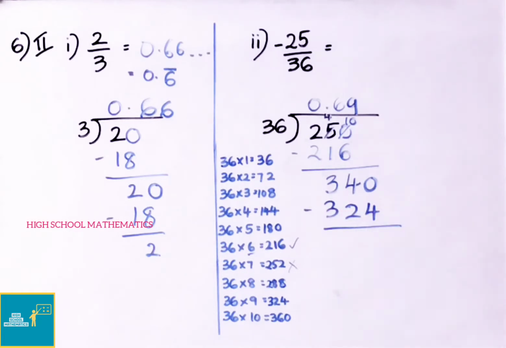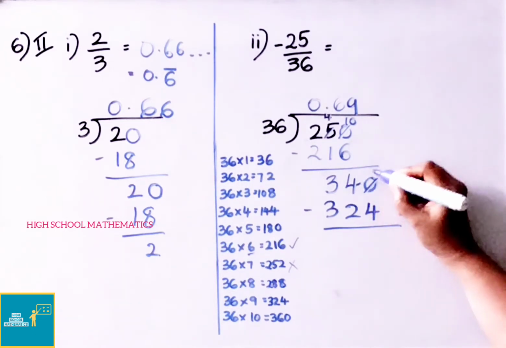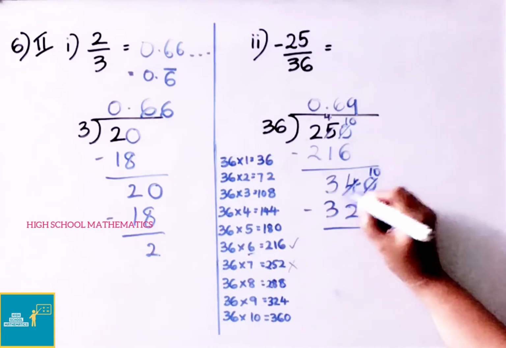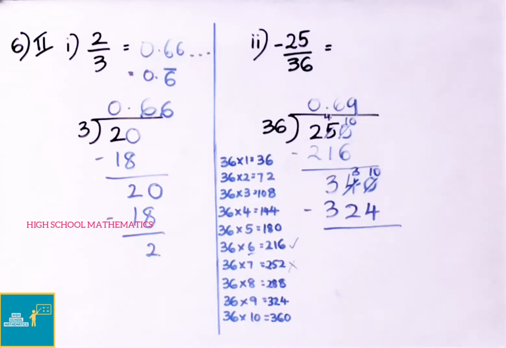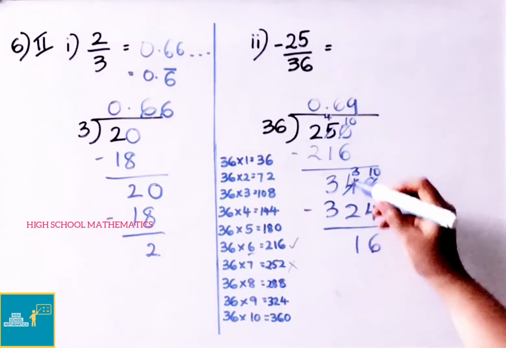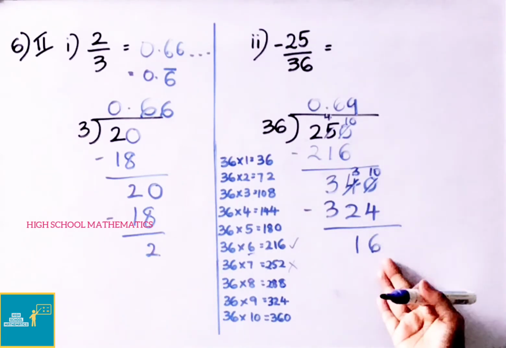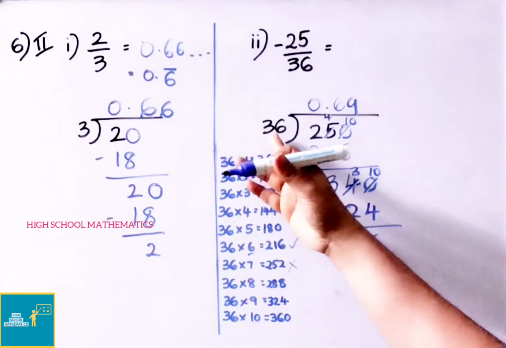Now again we have to do subtraction. From 0 we can't subtract 4. So what do we have to do? We shall borrow. This 0 becomes 10 and this 4 becomes 3. Now we shall do subtraction. 10 minus 4, 6. 3 minus 2, 1. 3 minus 3, it is 0 again. Now the number here is 16, which is less than 36.